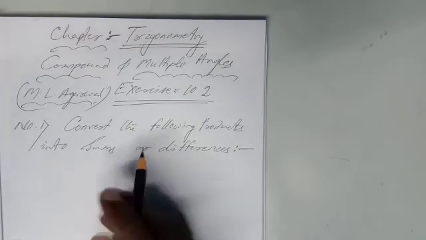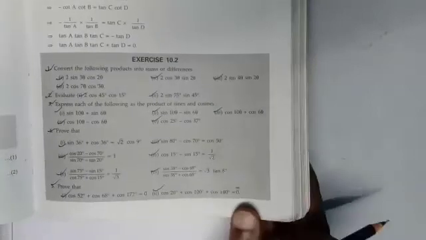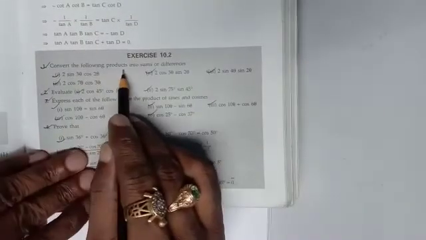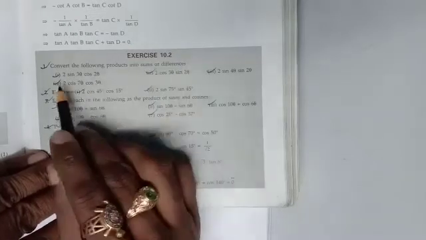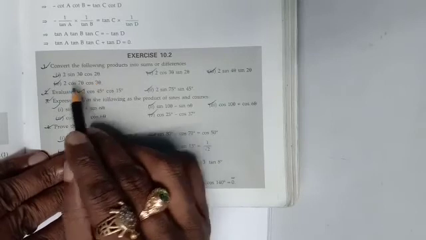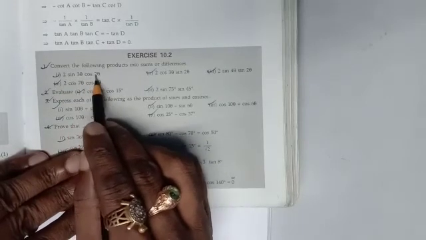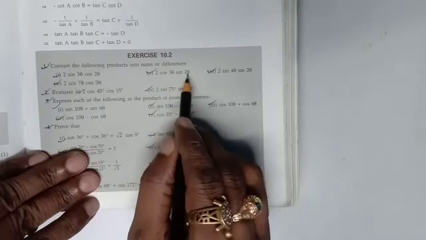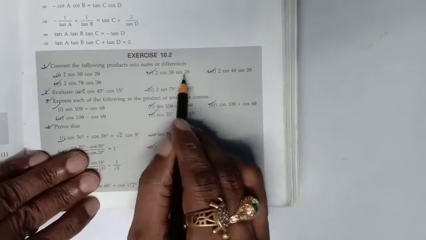Let us see exercise 10.2. Convert the following products into sums or differences. First part is given 2 sin 3 theta into cos 2 theta. That means you have to apply the 2 sin A cos B formula. Second part is given 2 cos 3 theta into sin 2 theta. That means here you have to apply 2 cos A sin B.